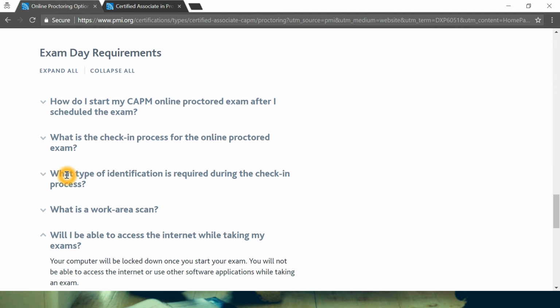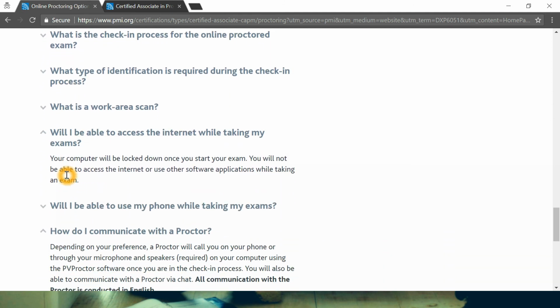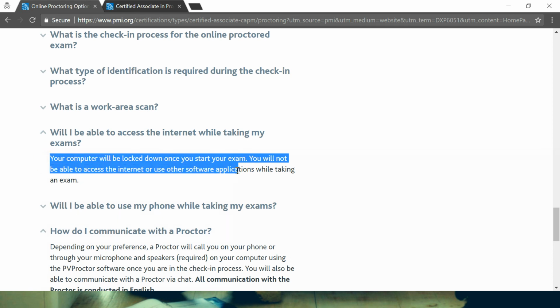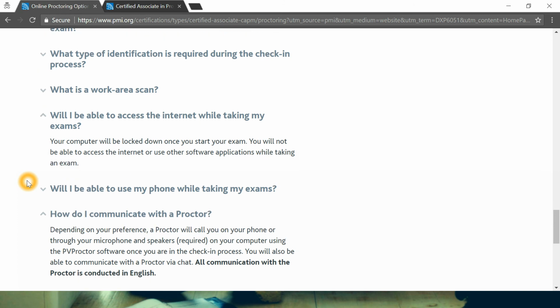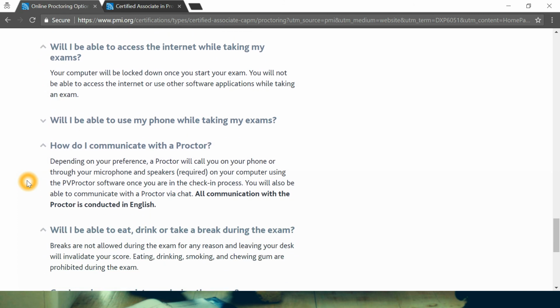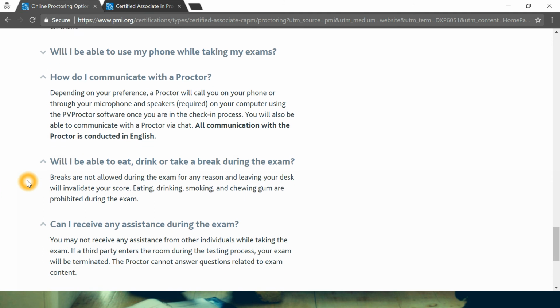All right, some more questions from exam day requirements. Will I be able to access the internet while taking my exam? So will you be able to watch some pmplounge.com videos while you're answering questions, while you're taking up the CAPM exam? So that is not a possibility. Your computer will be locked down once you start your exam. You will not be able to access the internet or use other software applications while taking an exam. So this is not an open book exam. You cannot refer to any other resources while you are taking your CAPM.